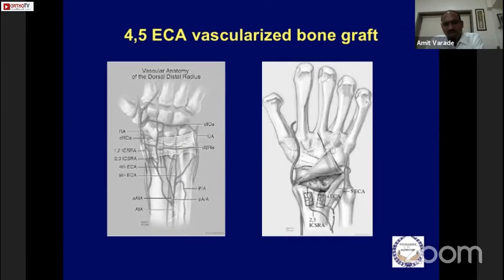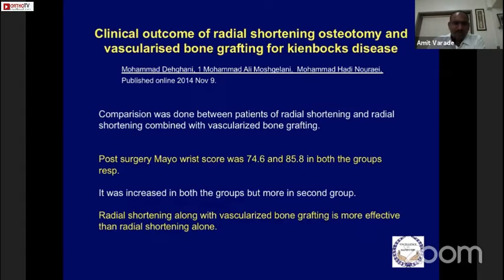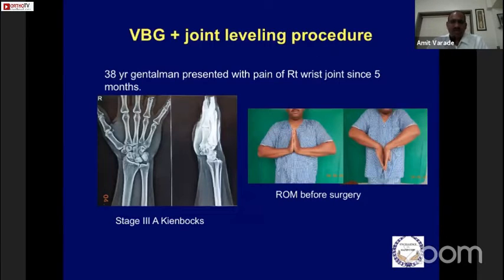So this is the example of a 4-5 extensor compartmental artery vascularized bone graft. Here we can see that this is the lunate, this is the distal radius, and we take the graft from the distal radius. This is the 4th extensor compartmental artery, this is the 5th extensor compartmental artery, and this is a combined pedicle, and we have to put this bone graft into the lunate, and proximally we have to ligate the anterior interosseous artery. There are some papers which say that if we combine this procedure, then we get good results. So generally we combine the procedure.